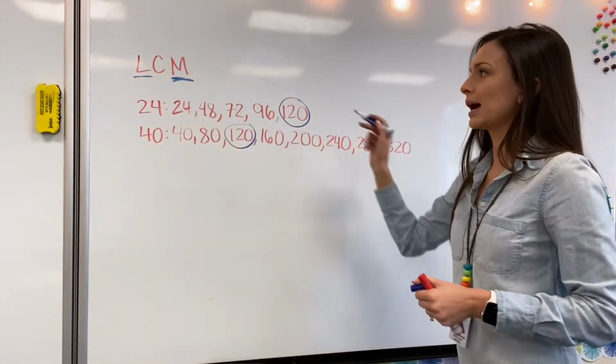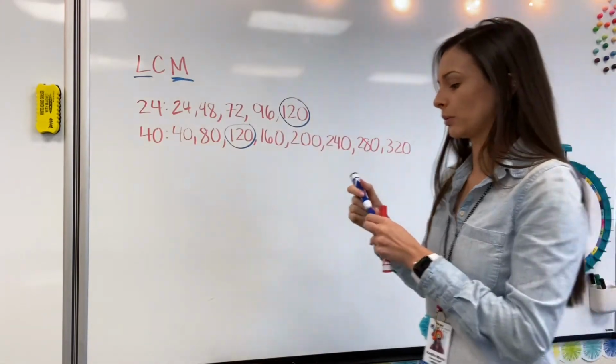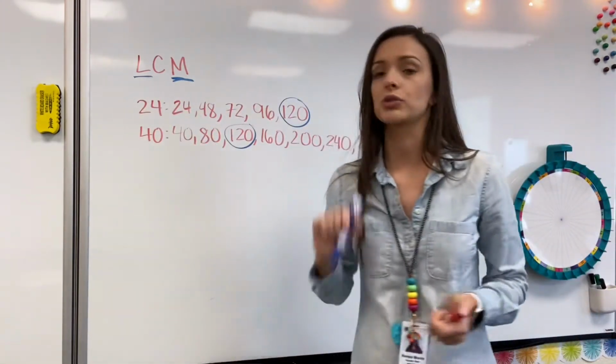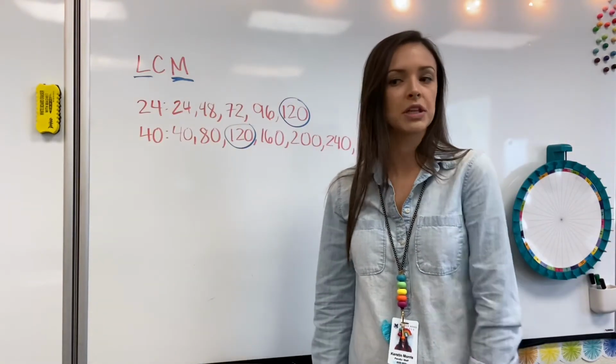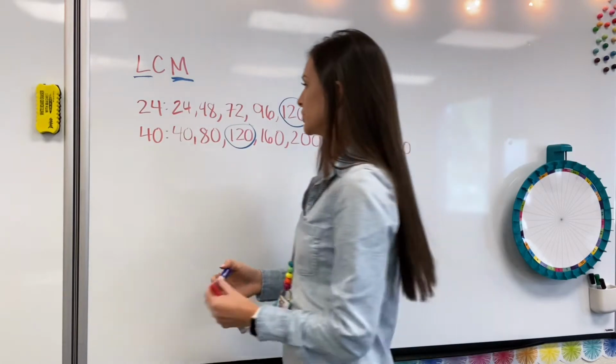So we multiply, that's why it's multiple, and the least one, we're looking for the smallest one, whereas greatest common factor was looking for the biggest of the common factors. That's it. It's easy as that. We can do one more example though.